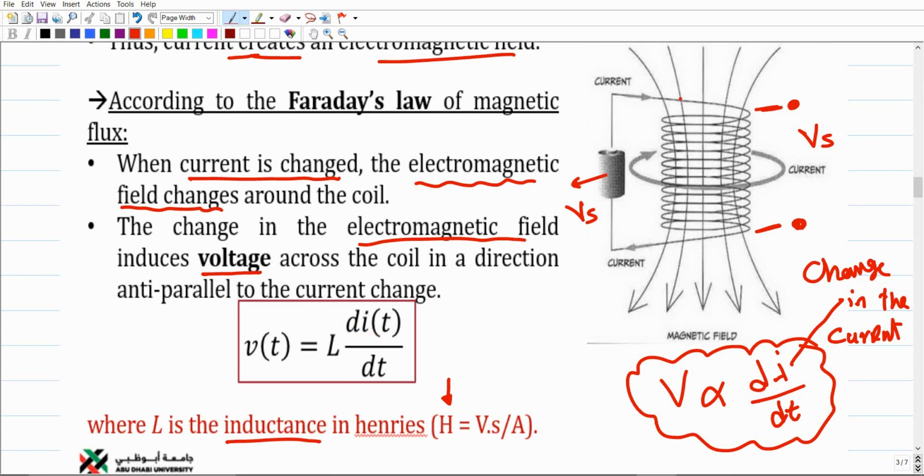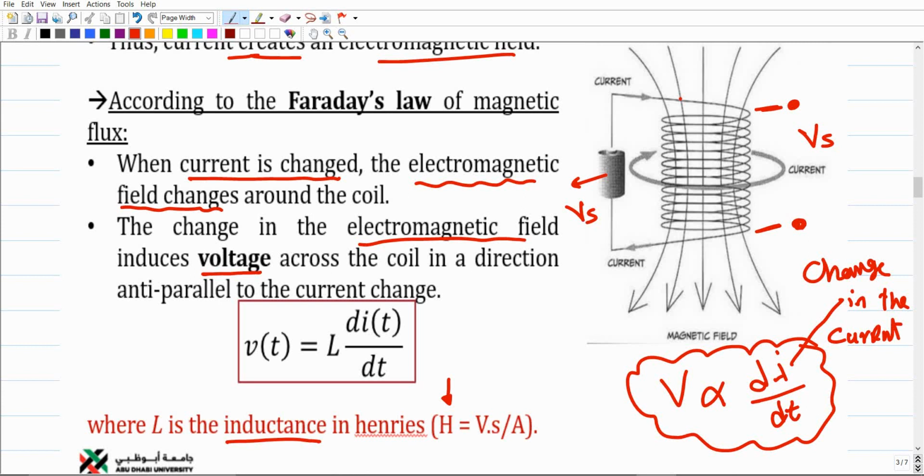If we compare this expression to the case of the capacitor, which we discussed in the previous meeting, the capacitor requires a change in the voltage over time to work. The capacitor stores energy, and the inductor also stores energy, but due to a magnetic field, right? So the capacitor stores energy that depends on a change in the voltage.